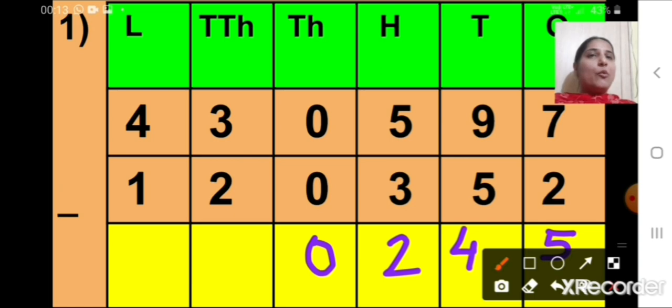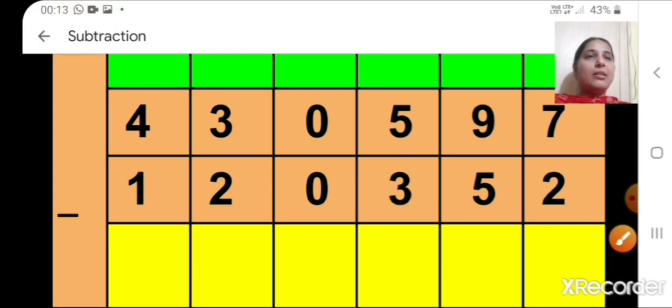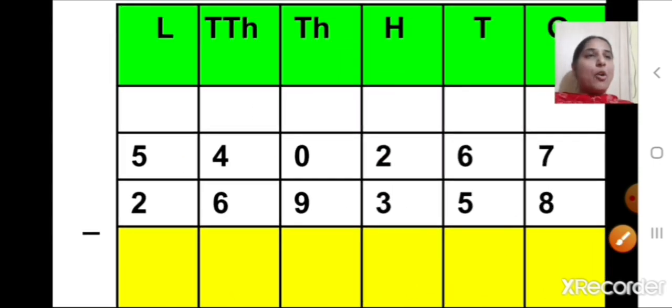Then move to the 10,000s place. 3 minus 2, 1. And now we will move to the lakhs place. So 4 minus 1, 3 lakh. So what is the answer obtained here, children? 3,10,245. Okay. This was the subtraction without borrowing. Now we will see the example where we have to borrow.